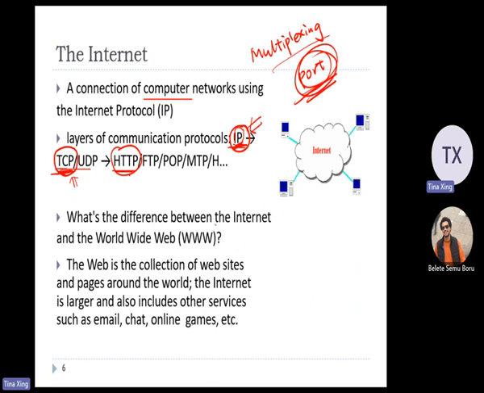Here is another very shallow question: what's the difference between the internet and the World Wide Web? The internet contains everything. It can have chatting, email, online games, lots of things, right? Files like FTP, sending files. But the World Wide Web only talks about all the websites around the world.